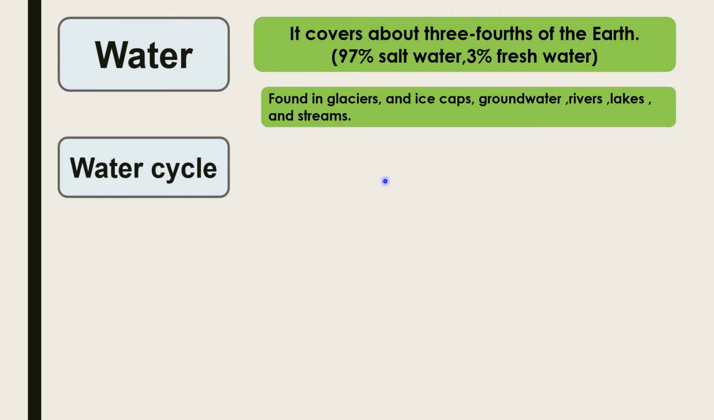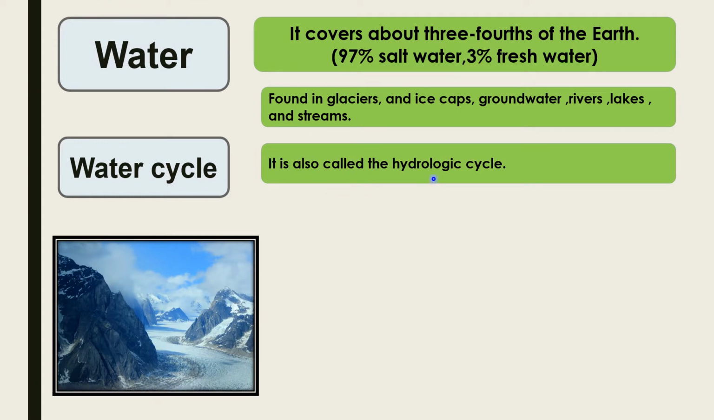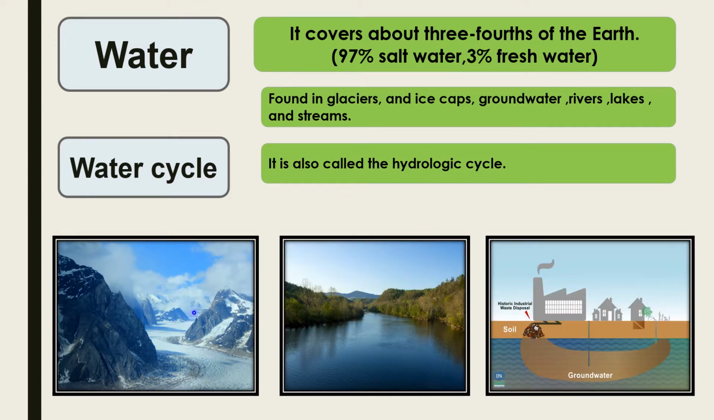And what is the water cycle? The water cycle is also called the hydrologic cycle. So these are the glaciers, the rivers and lakes, and these are the groundwater.